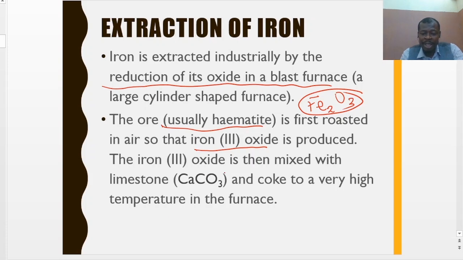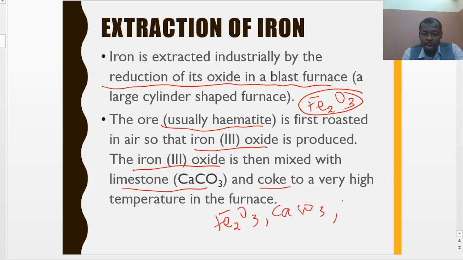Now, the iron 3 oxide is then mixed with limestone and coke at a very high temperature in the blast furnace. So for extraction to occur, the following materials are required. You have the iron 3 oxide, Fe2O3, mixed with the limestone, so you also have CaCO3 as part of the constituents. And then you have the coke. Coke is carbon, and a very high temperature. The temperature is about 2000 degrees Celsius, used in melting the substances to obtain the iron of desired quality.